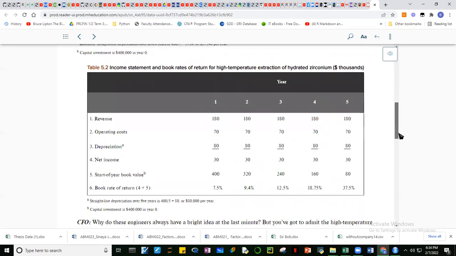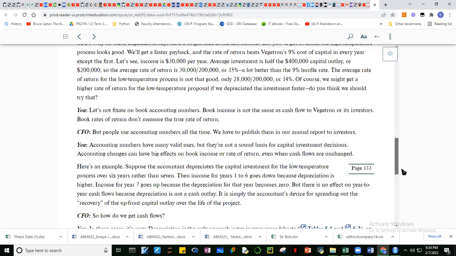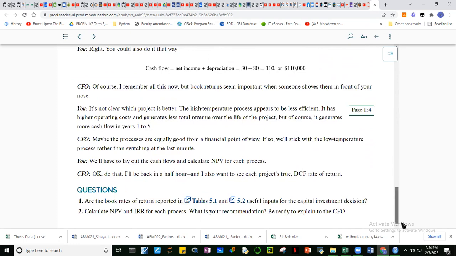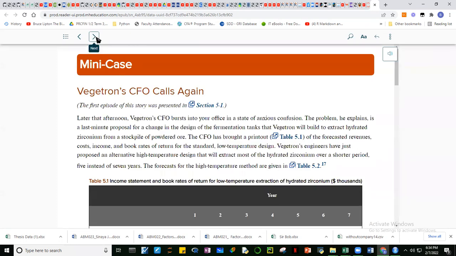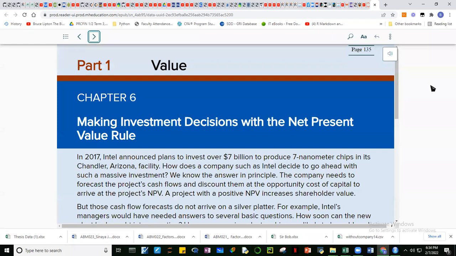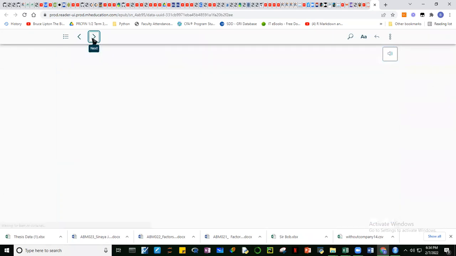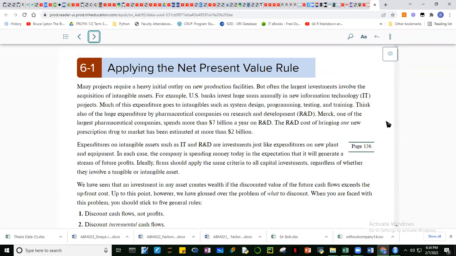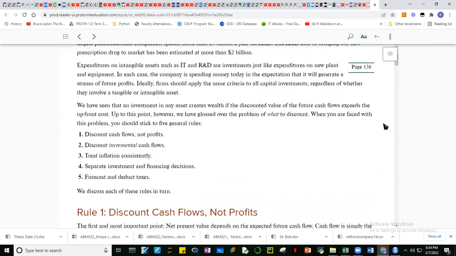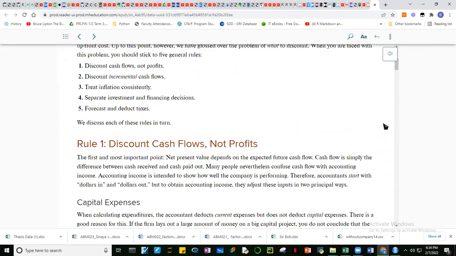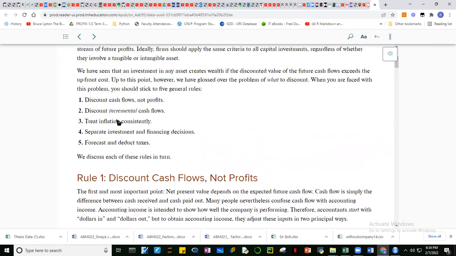So this chapter, guys, chapter 6, discusses how we compute for the cash flows. Kasi di ba sabi natin, hindi pwedeng ang gamitin yung net income, no? So how is the cash flows generated? So may mga rules lang dito, guys. Some of the rules are din natin titingnan. Unang-una, discount cash flows ang ginagamit. The discounted cash flows, not the net income. Pangalawa, discount incremental cash flows.